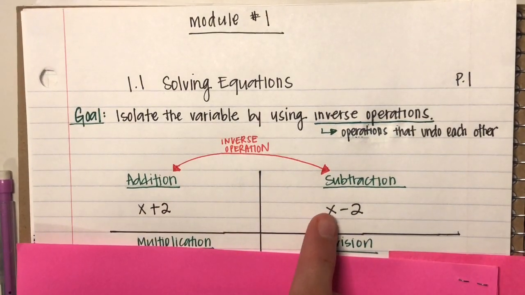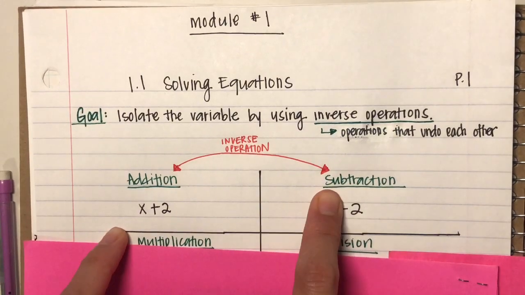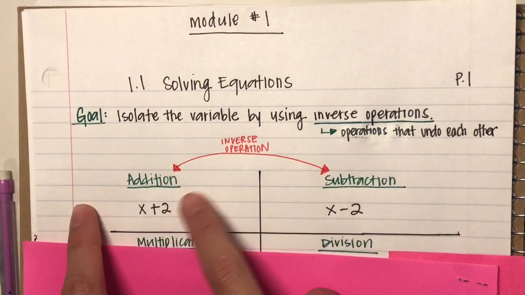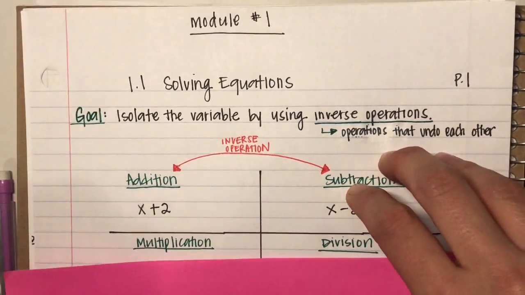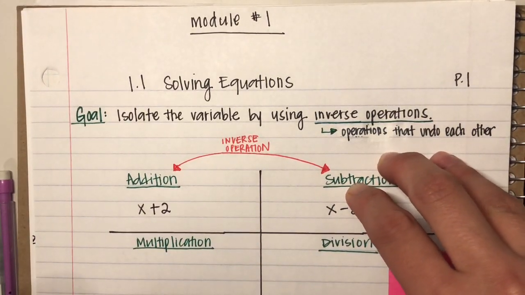You got the plus sign, subtraction. Addition and subtraction, they undo each other. So these are known as inverse operations. The other 2 operations, multiplication and division.